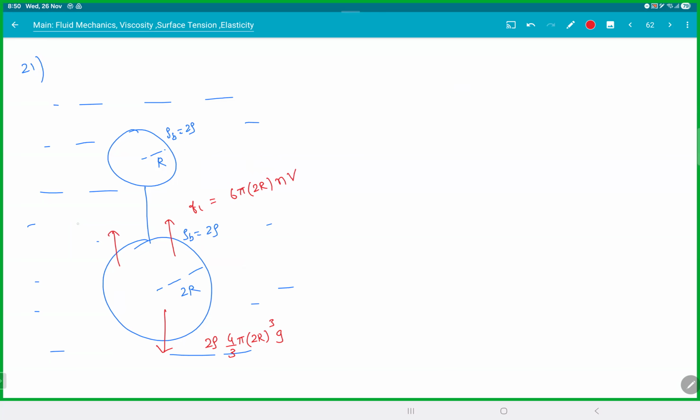This will be the buoyant force, FB, let's call it F2, which will be rho liquid, which is rho, 4 by 3 pi (2r) whole cube g. Tension will be internal, but if you want, you can find that also. This also will have its own weight, which is rho into 4 by 3 pi r cube g. This viscous force will be 6 pi r eta v. And this buoyant force will be rho liquid into, this is 2 rho.